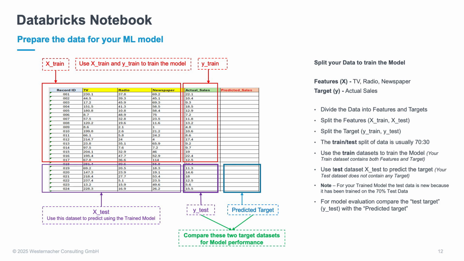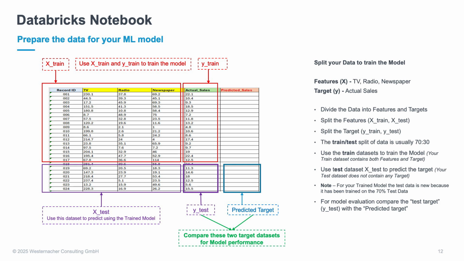So let's just go through the steps again. Split your data to train the model. The features stay in X, the target stays in Y. So in this case, we have actual sales. Divide the data into features and targets. Split the features into X_train, which is about 70% of the data, and X_test, which is about 30% of the data. This X only has features. Then split the target, which is actual sales, into Y_train and Y_test, which is about 30%. So I have that over here. The train-test split of data is usually 70 to 30.